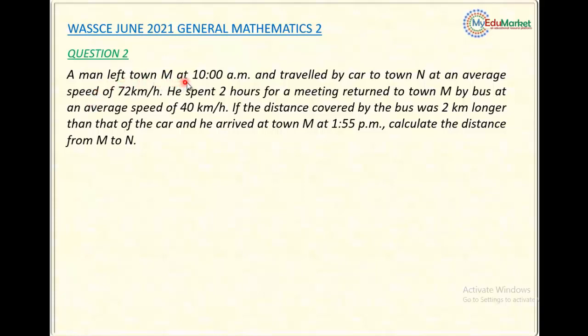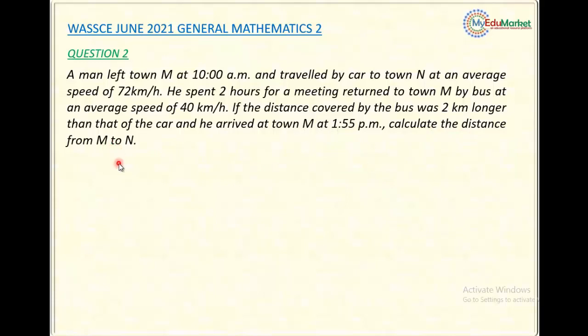A man left town M at 10 a.m. and traveled by car to another town N at an average speed of 72 km per hour. He spent 2 hours for a meeting, returned to town M by bus at an average speed of 40 km per hour. If the distance covered by the bus was 2 km longer than that of the car, and he arrived at town M at 11:55 p.m., the question asked is to calculate the distance from M to N.